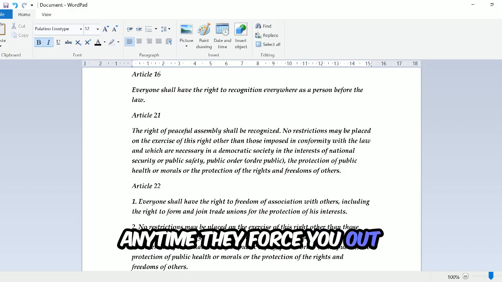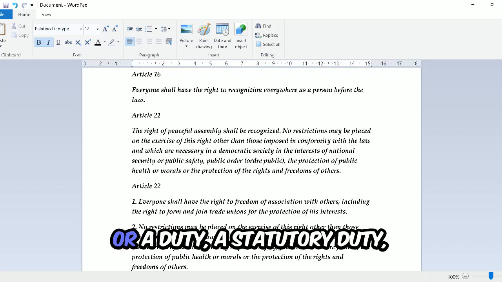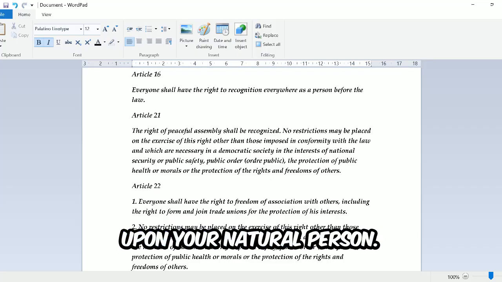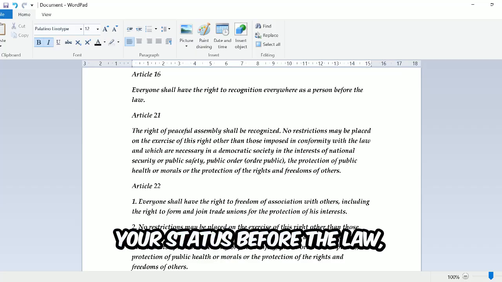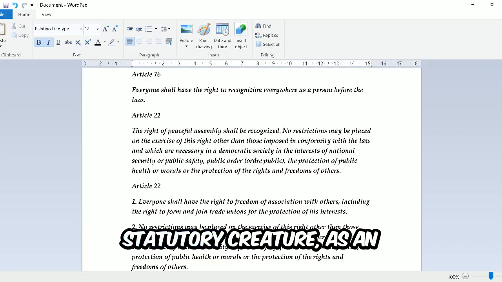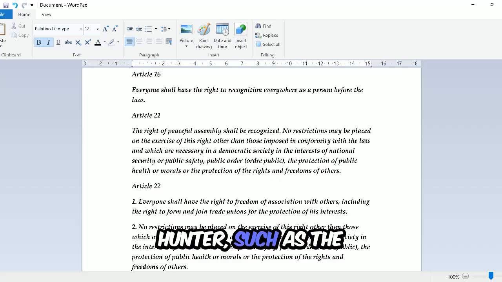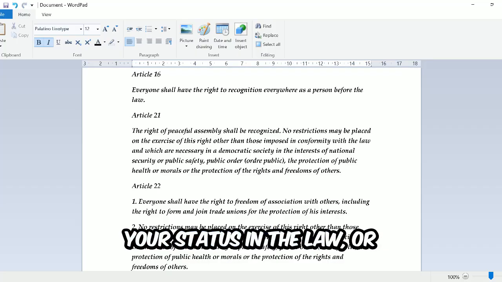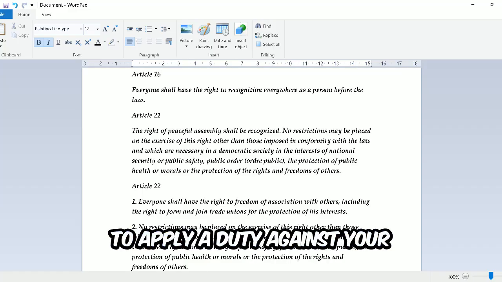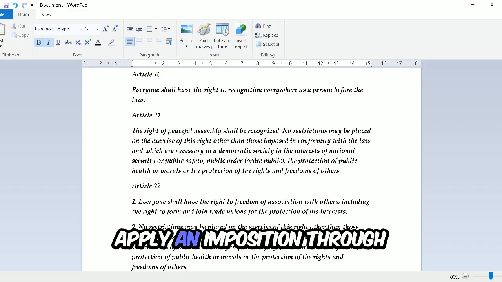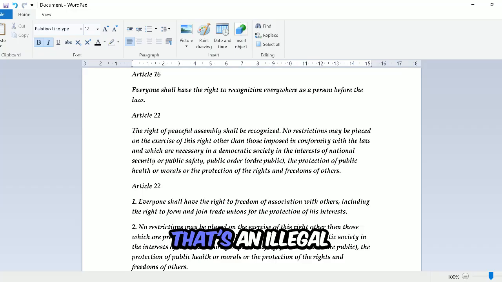Anytime they force you out of recognition as a natural person, or anytime they try to put an imposition or a duty, a statutory duty upon your natural person, because that's the two ways they do it, right? They think they're slick, right? They either directly change your status before the law, and they recognize you as a statutory creature, as an artificial person, such as the driver, such as the hunter, such as the fisherman. They're changing your status in the law, or they keep your natural status before them. But then their statutory power tries to apply a duty against your natural personhood, tries to apply an imposition through statutory law and say, oh, you owe us this obligation. Oh, no, I don't. That's an illegal operation of law.